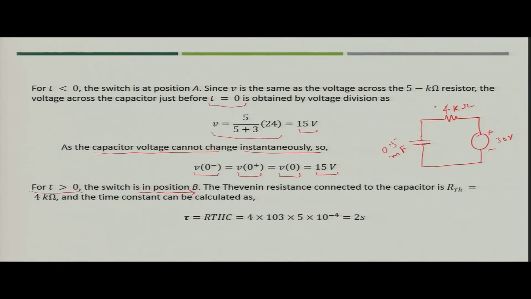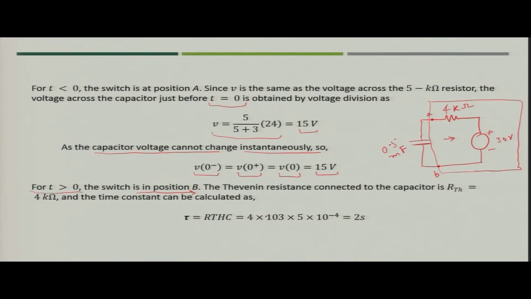So, if you see this circuit, these are the two terminals of the circuit, and the right side of that is nothing but the Thevenin equivalent, which is applied across the capacitor. So, the Thevenin equivalent for the circuit at time t greater than 0 would look like as shown in the figure. This section would be your Thevenin equivalent. So you can simply say that RTH is nothing but 4 kilo ohm.